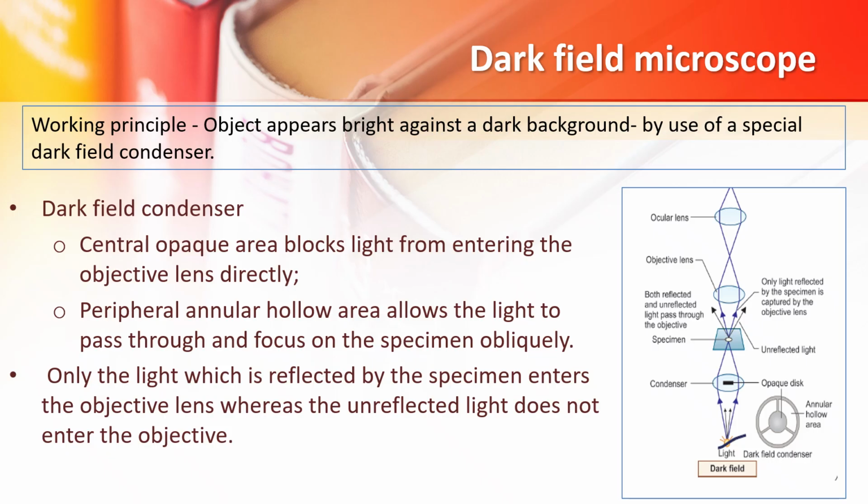Coming to the applications, it can observe living and unstained cells. Internal structure can be seen, and it is used for the study of external structure in detail and for the study of motility. Coming to the advantages, no need to stain, resolution power better than the bright field, image contrast without the use of stain, and thus it does not kill the cells. What are the limitations? They are very sensitive to dust. Sample must be very strongly illuminated, which can cause damage to the sample. This is about dark field microscope.